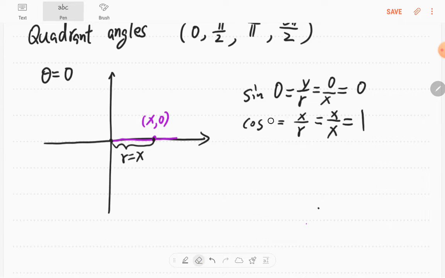So this should be 0. Tangent 0 is y over x. So y equals 0, x is x, just 0. Okay, so for 0 radian, sine 0 equals 0, cosine 0 equals 1, and tangent 0 equals 0.